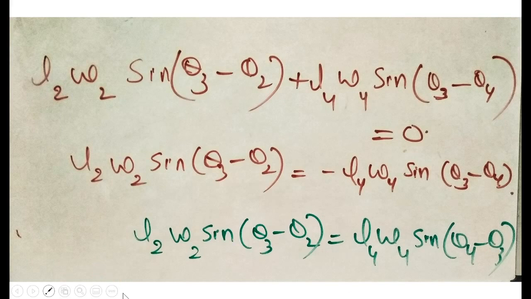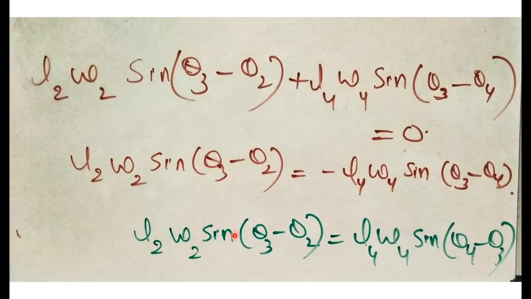So hope this is clear. Then the last step, what we have to find? Actually, what we have to find is omega 4. Omega 2 will be our input, omega 4 will be our output. So you have to find omega 4. So you write an expression for omega 4 from this equation.